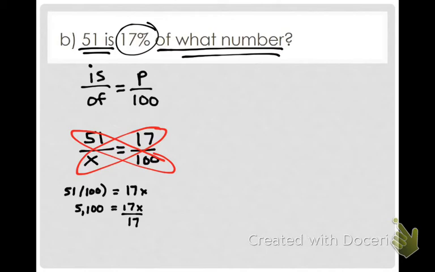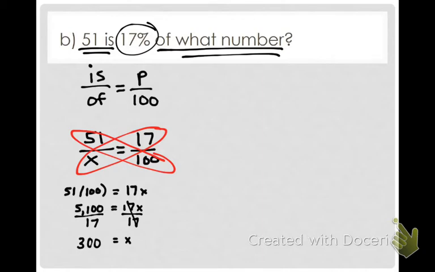Caitlin, what should I do? Divide by 17 on both sides because you got to be fair. This cancels out. I'm left with plain old x on that side. What's 5,100 divided by 17? What is it? 300 is correct.